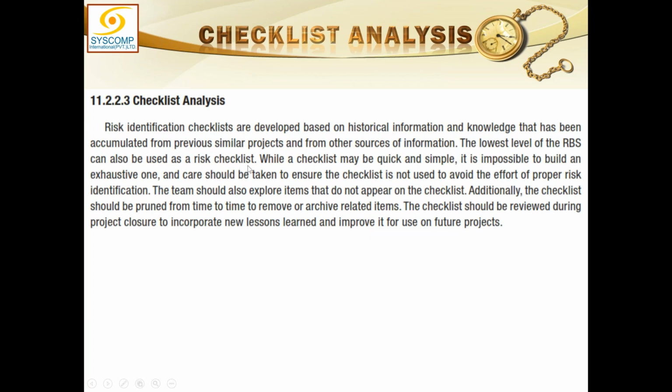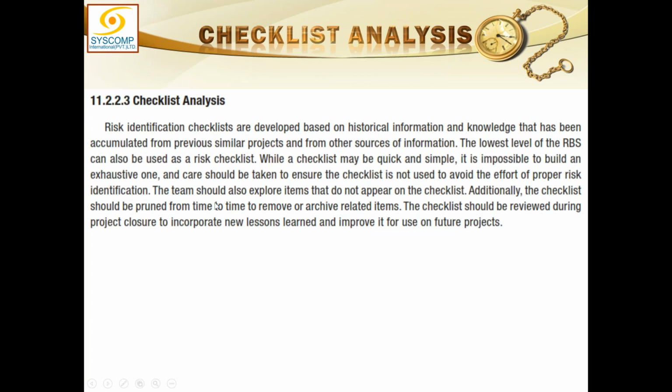If you already have a risk breakdown structure in your organization, the lowest level is actually the one which you can apply and see what risks can occur in each one of those items. While a checklist may be quick and simple, it is impossible to build an exhaustive one. And care should be taken to ensure the checklist is not used to avoid the effort of proper risk identification. So this is not the only means of collecting the data, identifying the risks. So you must adopt other means, as many means as you can possibly do in the time available.